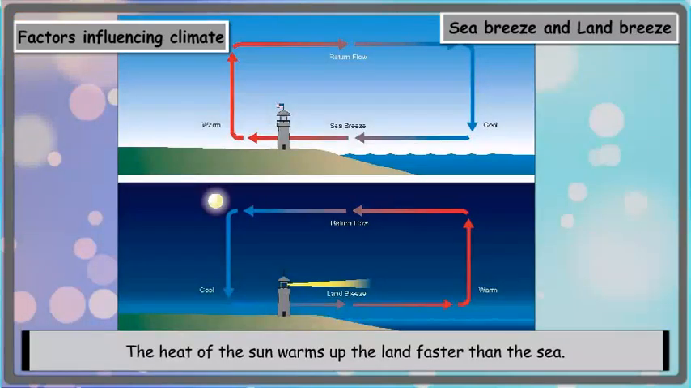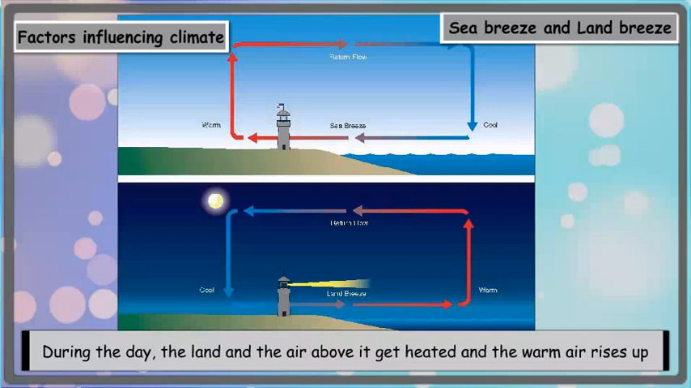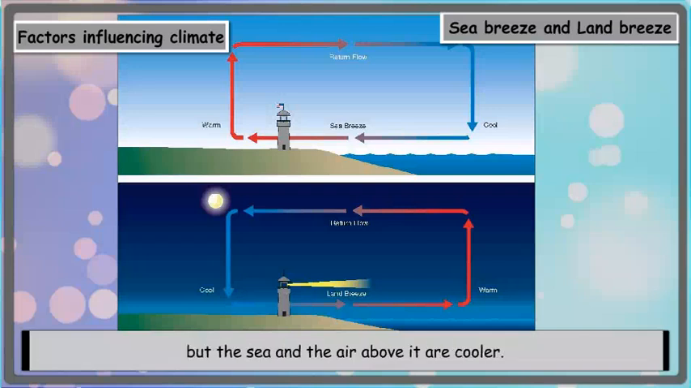Sea breeze and land breeze. The heat of the sun warms up the land faster than the sea. During the day, the land and the air above it get heated and the warm air rises up. But the sea and the air above it are cooler. Cool air from the sea blows towards the land and cools it. This cool air is the sea breeze.